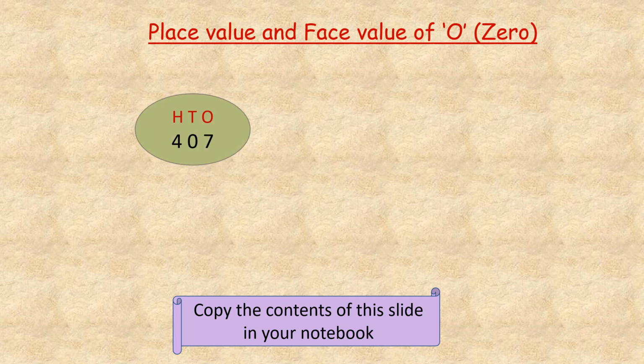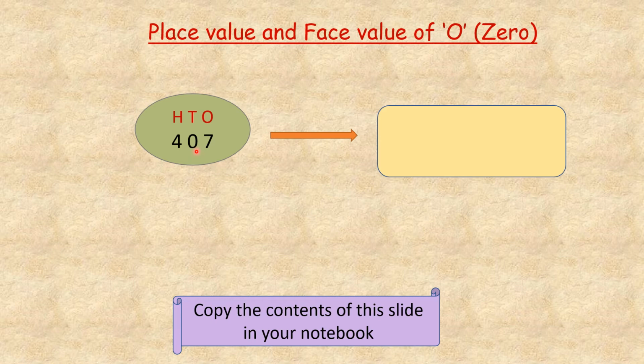Suppose there is a 3-digit number 407. I have written places on top of it: hundreds, tens and ones. So those are 3 different places for this 3-digit number. And if you observe, there is a 0 here, right? In 407, 0 is in the tens place. So let's write the place value and face value.